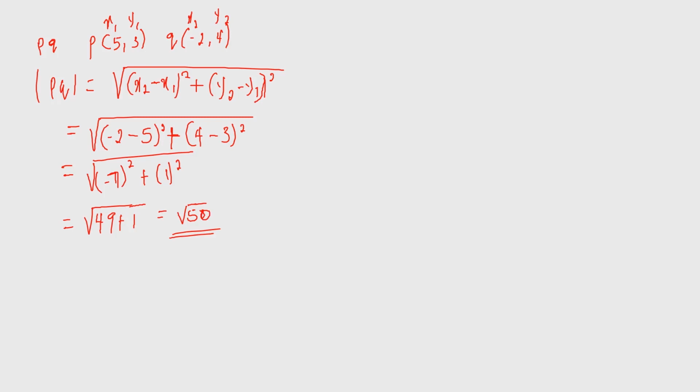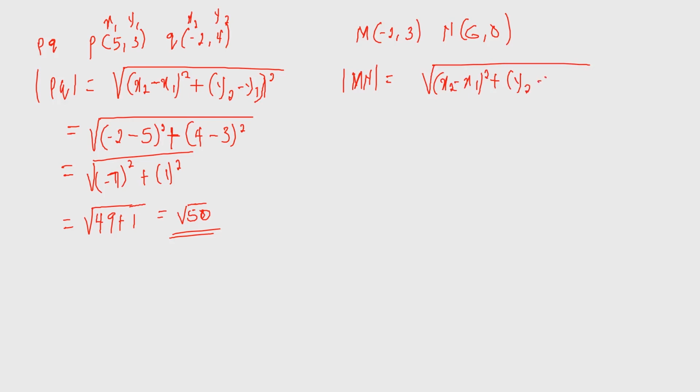For example, let's say we are given a point M which is (-2,3), and another point N which is (6,0). So now we have to find the distance between M and N. So we just say the distance between M and N is equal to the square root of x2 minus x1 squared, then plus y2 minus y1 squared.